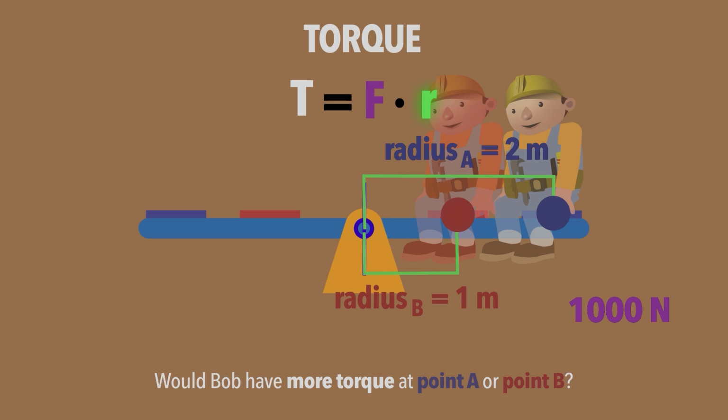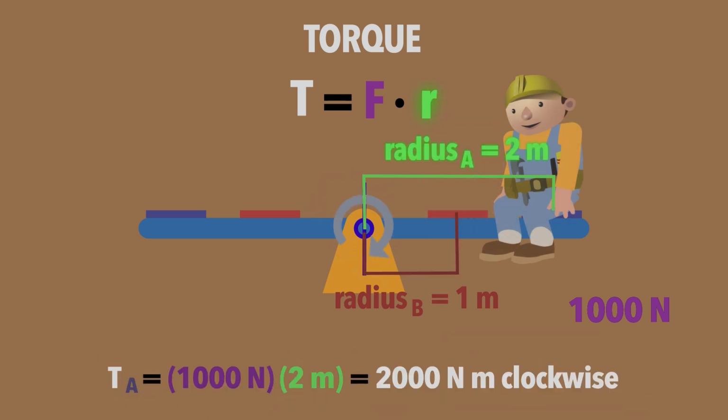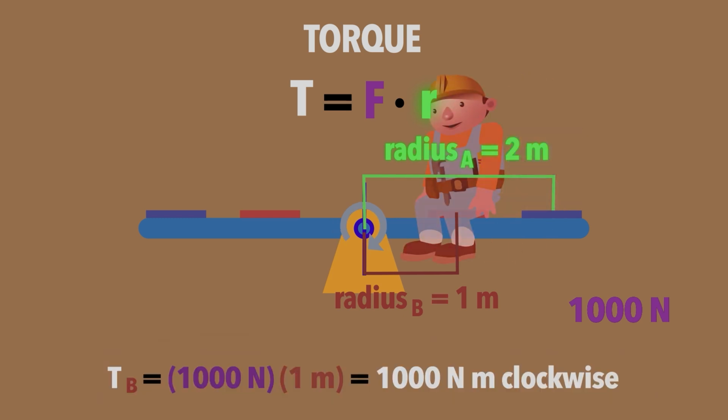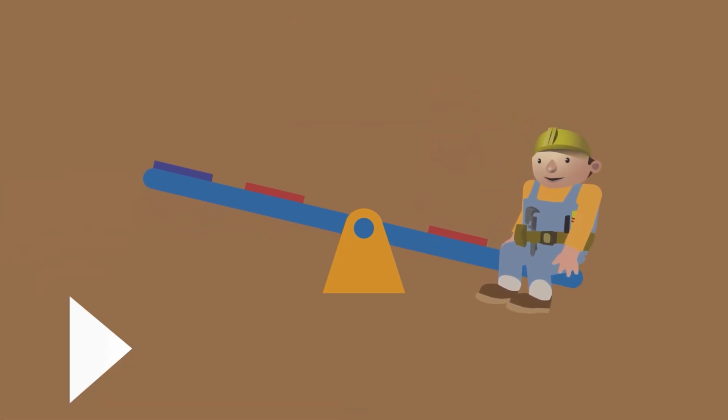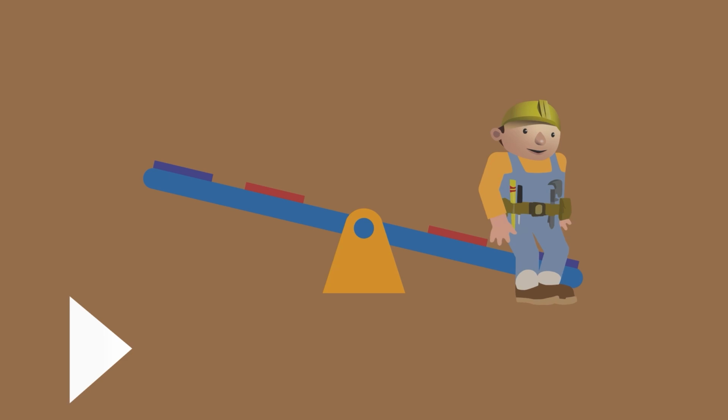The correct answer is point A. The torque at point A is 2000 Newton meters, while it's 1000 Newton meters for point B. By sitting double the distance from the pivot, Bob had created double the torque.